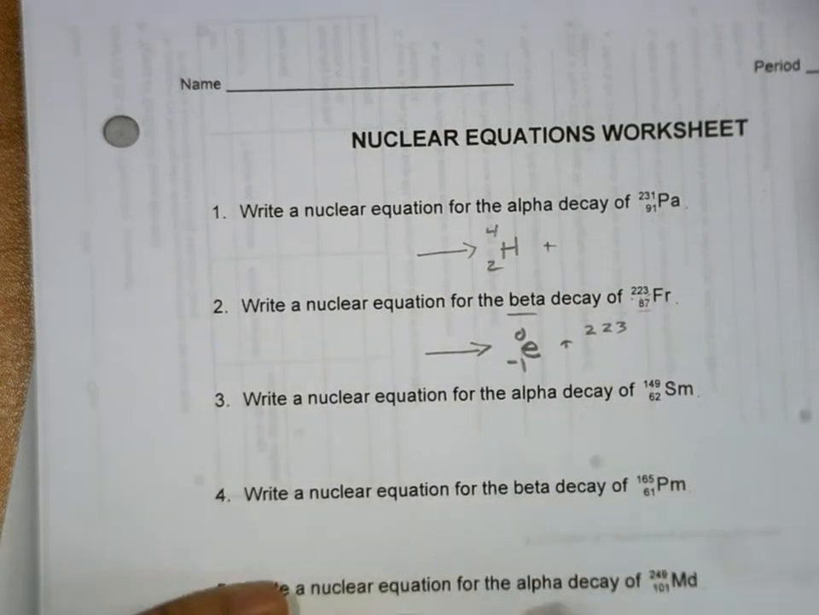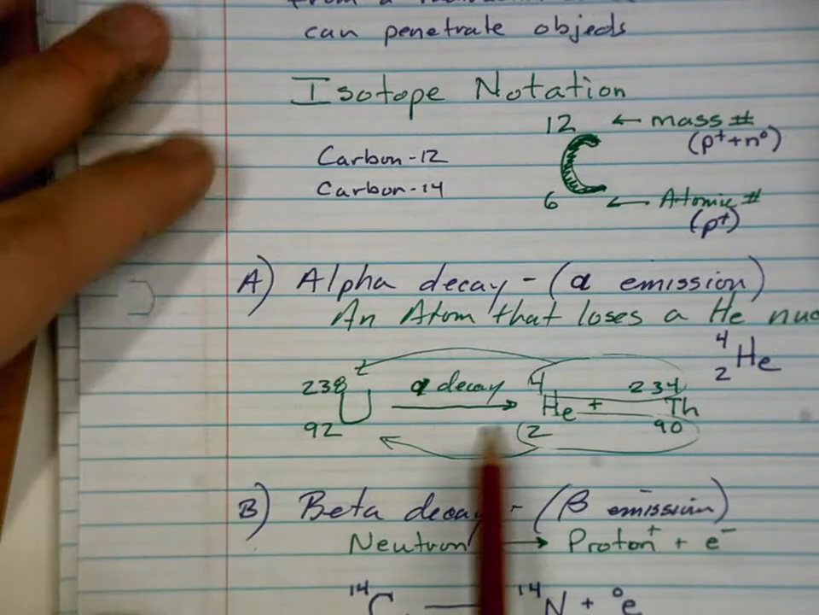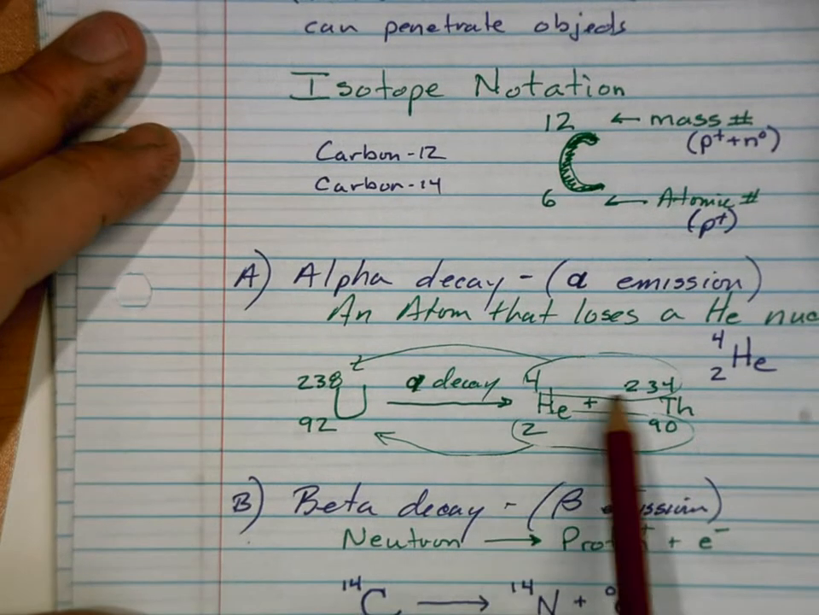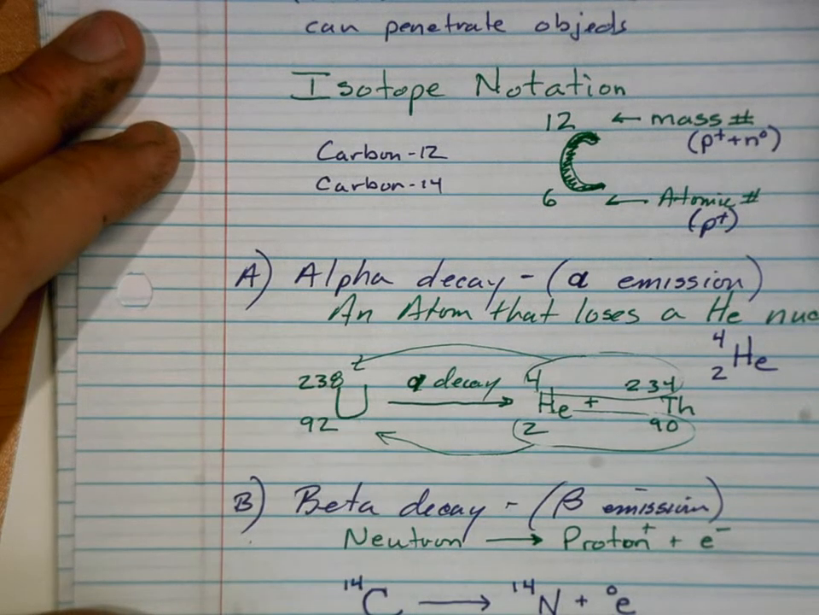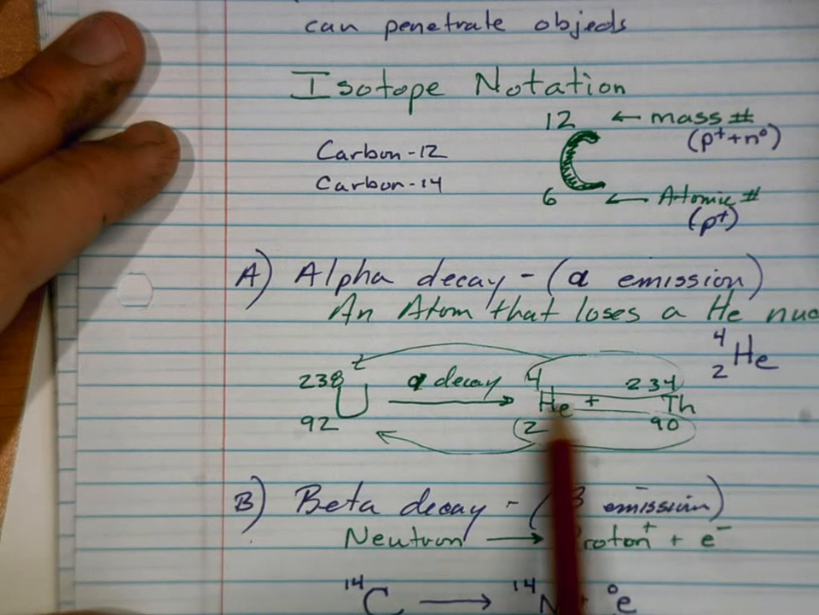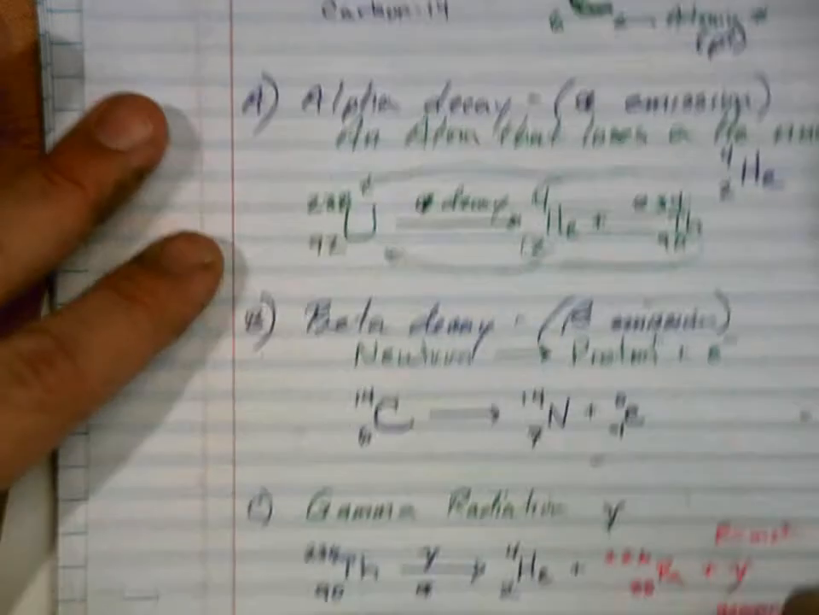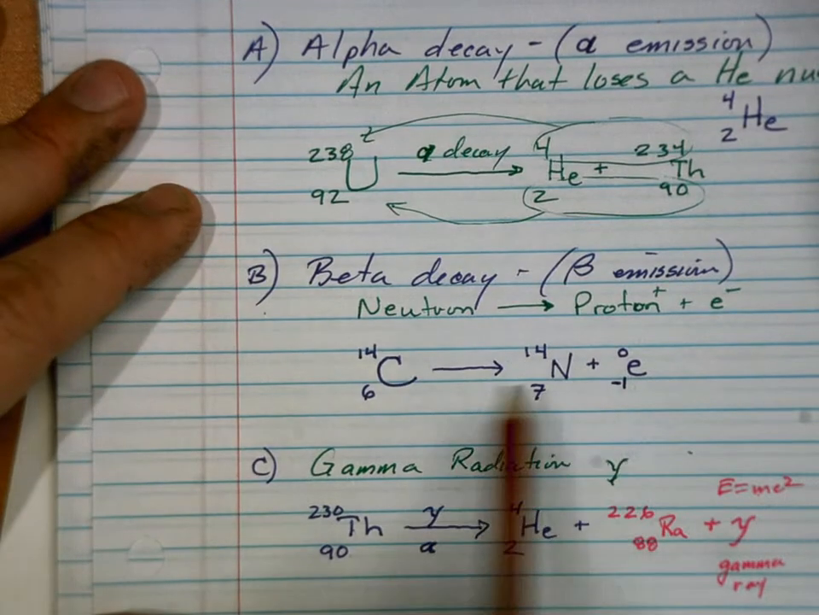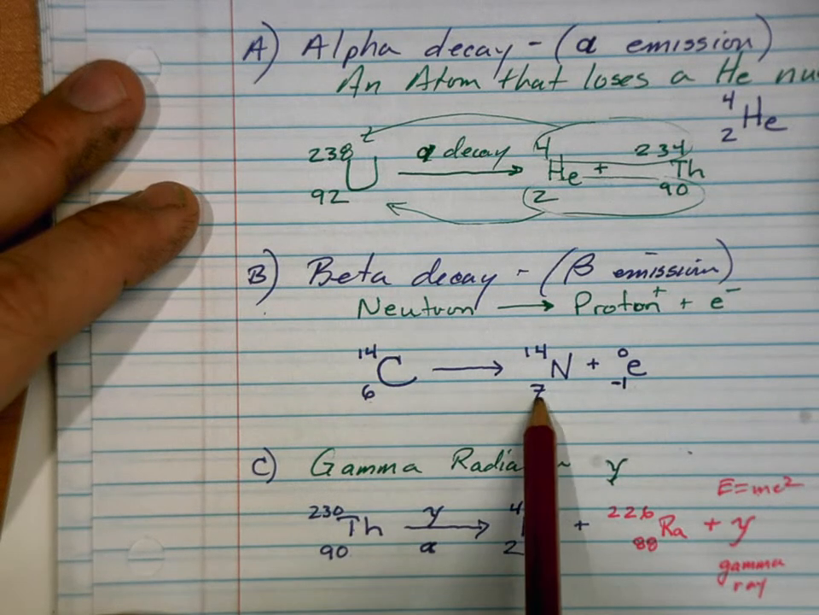So for the rest of these, it's just practicing doing this. And just like in our notes, when you're doing an alpha decay, make sure when you're done, when you add up these mass numbers, it should equal what you started with. When you add up these protons down here, the atomic numbers, it should equal what you started with. For the beta decay, the same thing. You're going to get an electron kicked out here. You're going to have the atomic number increase by 1.